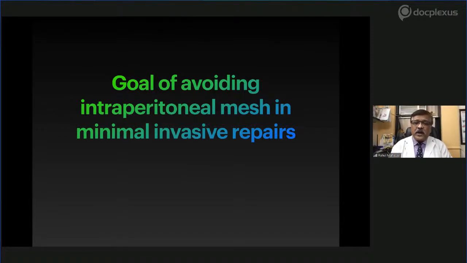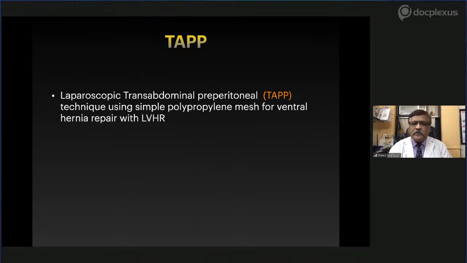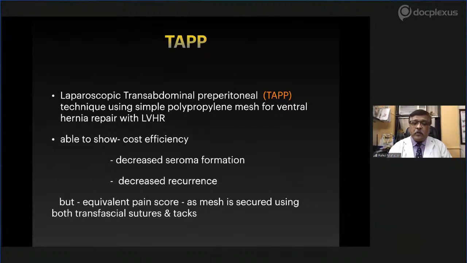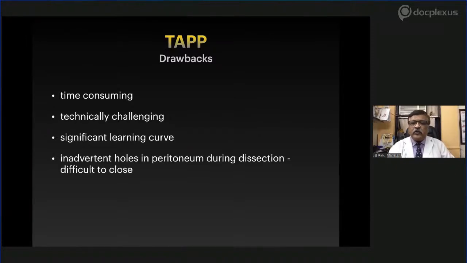The goal of avoiding intraperitoneal mesh in minimally invasive repairs motivated hernia specialists across the globe to innovate further. Some surgeons started doing the laparoscopic transabdominal preperitoneal TAP technique using simple polypropylene mesh for ventral hernia repair, which showed cost efficiency. It decreases seroma formation and decreases recurrence as well. But the pain score is equivalent to IPOM and IPOM plus, as the mesh is secured using both transfascial sutures as well as tackers. The other drawbacks of the TAP procedure are that it is time consuming, technically very challenging, and has a significant learning curve. Already all these points were mentioned by Flavio in his talk. There is also inadvertent hole formation in the peritoneum during dissection, which is very difficult to close. And if we put a composite or covered mesh, then the cost goes very high.